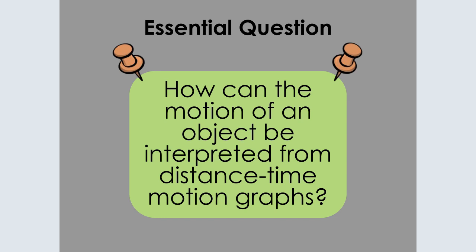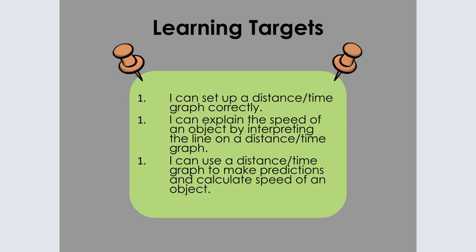The essential question: how can the motion of an object be interpreted from distance and time motion graphs? Our learning targets: I can set up a distance time graph correctly. I can explain the speed of an object by interpreting the line on a distance time graph. And I can use a distance time graph to make predictions and calculate the speed of the object.